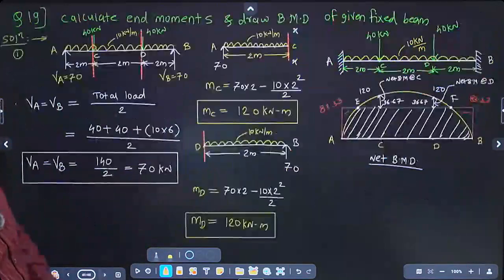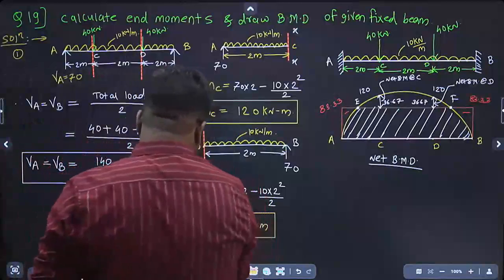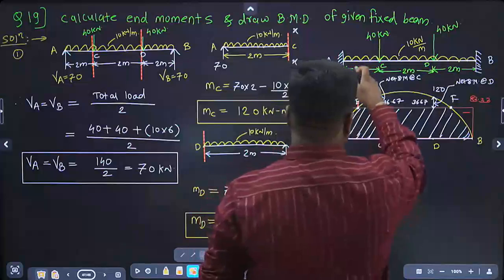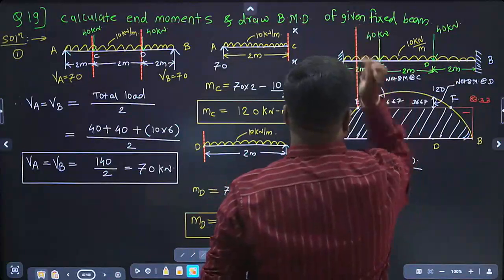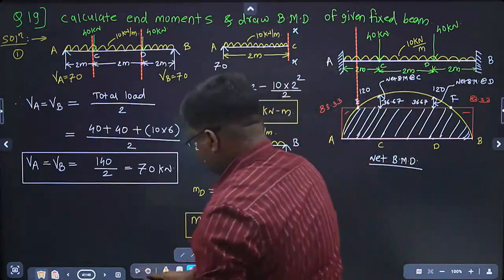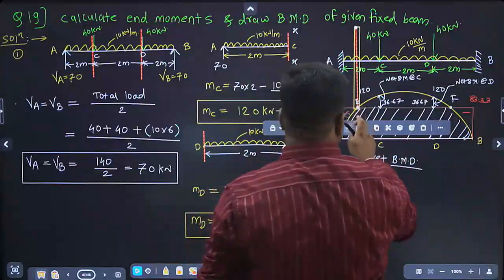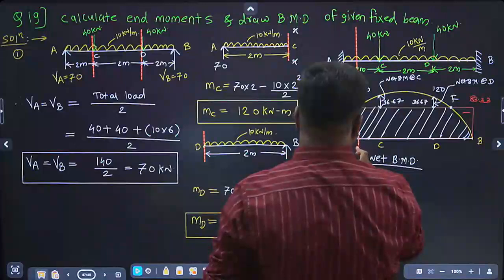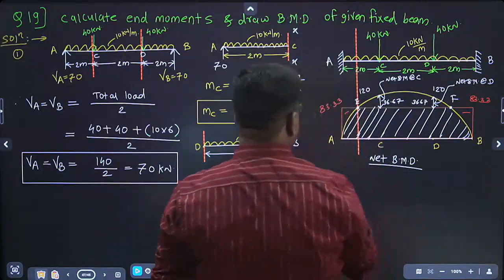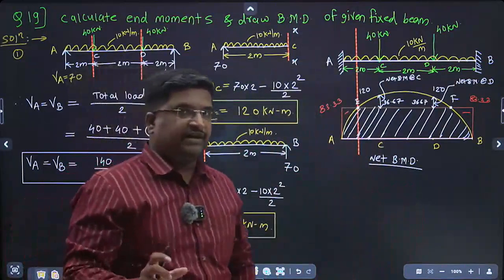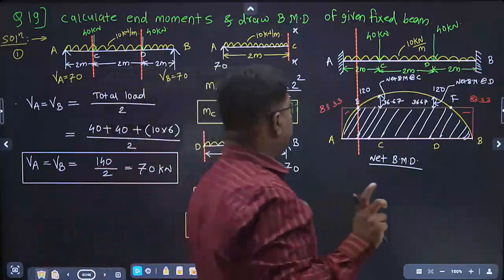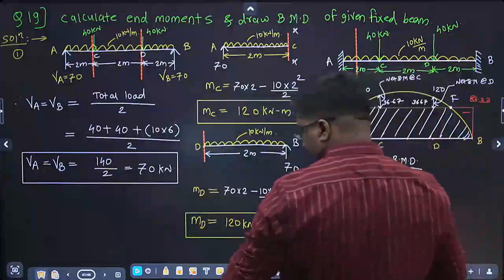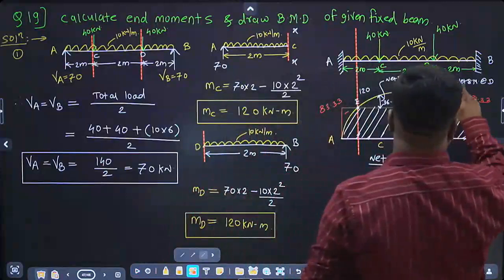Position of point of contraflexures means you have to again consider the section at point E. At that point you have to calculate the value of bending moment and equate it to 0. Again you consider the section at F.